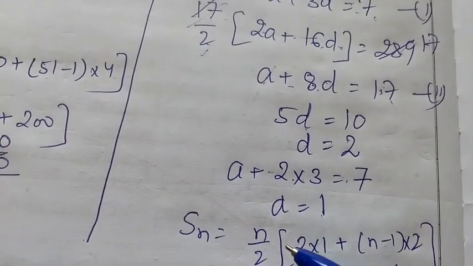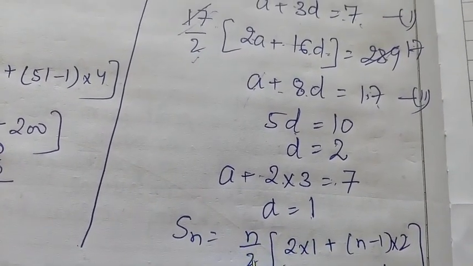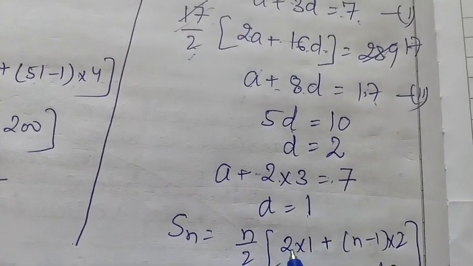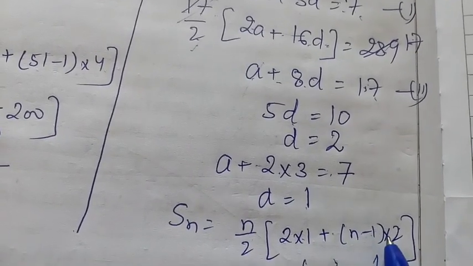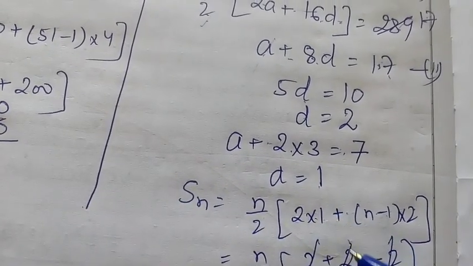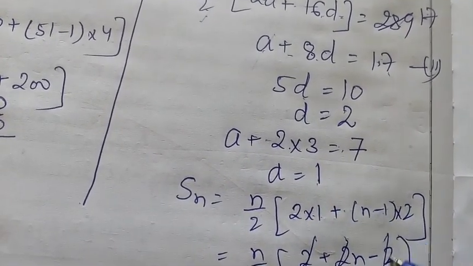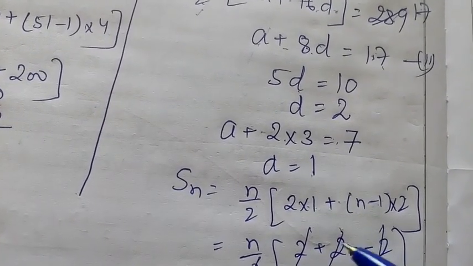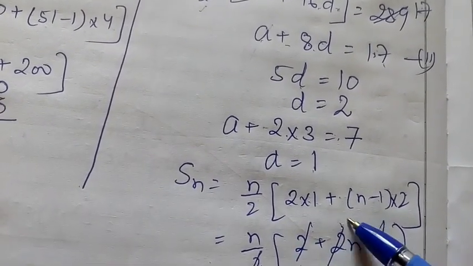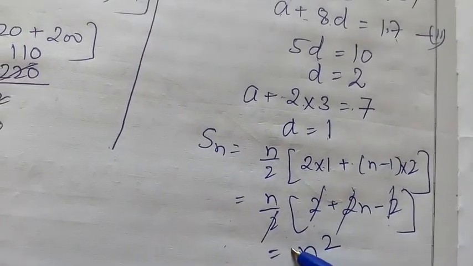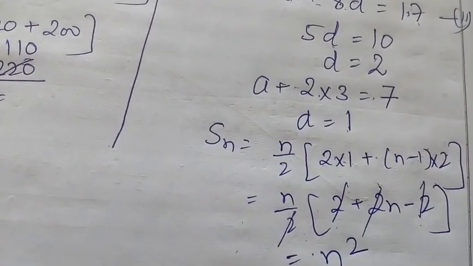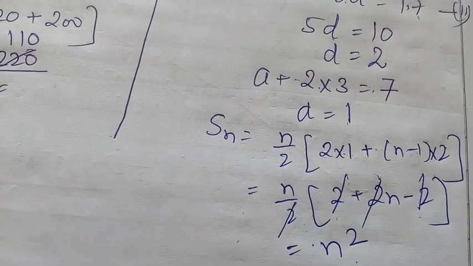And find the sum of n terms. Sn equal to n by 2 into (2a plus (n minus 1) into d), that is 2 into 1 plus (n minus 1) into 2. 2 ones are 2 plus 2n minus 2. 2 and 2 cancel, and n by 2 into 2n. 2 and 2 cancel, n into n is n square. The sum of n terms equal to n square. This is the answer of question number 9.